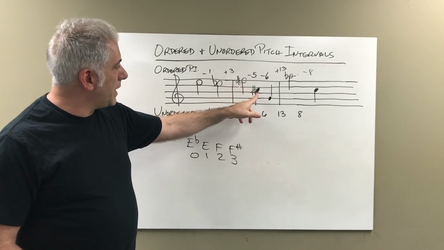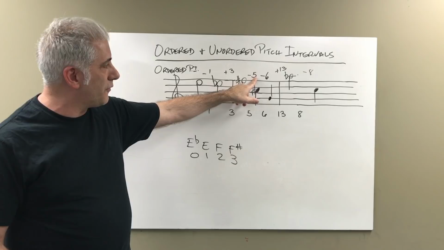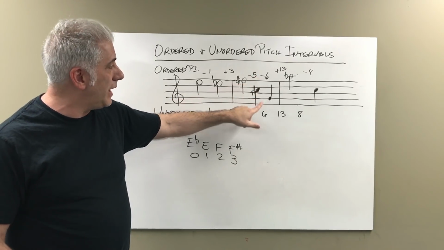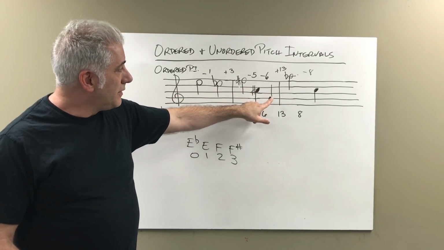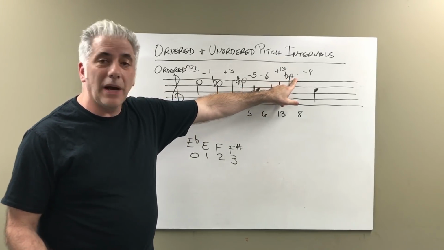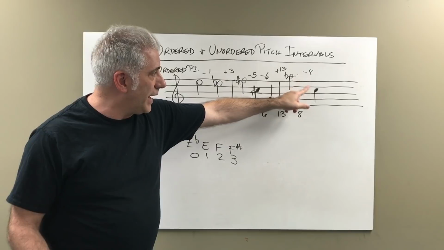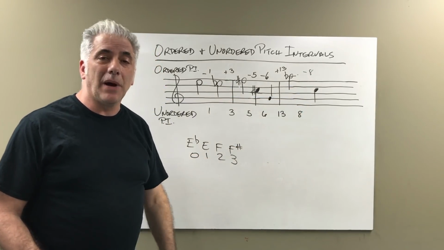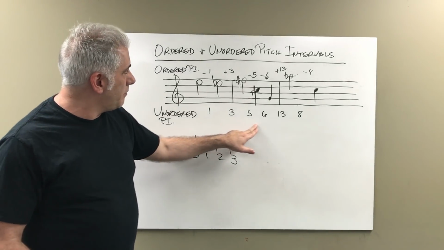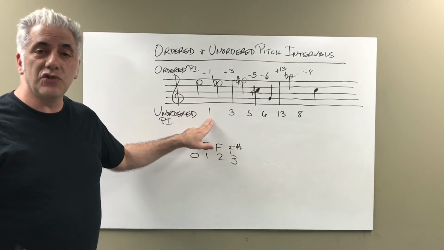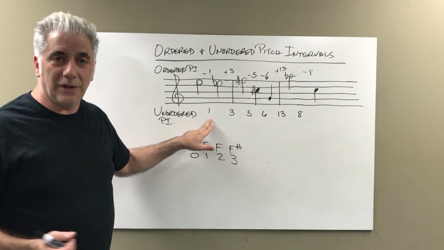From F sharp down to C sharp is a perfect fourth. We know the fourth is 5 semitones, so it's -5. Here is a tritone, that's 6 semitones, so it's -6 descending. Then we have an ascending minor 9th, which is +13, and then we have a descending from A flat down to C, a descending minor 6th, which is a -8. This is the unordered pitch intervals. It's just the generic number of half steps, not telling you whether it's ascending or descending.